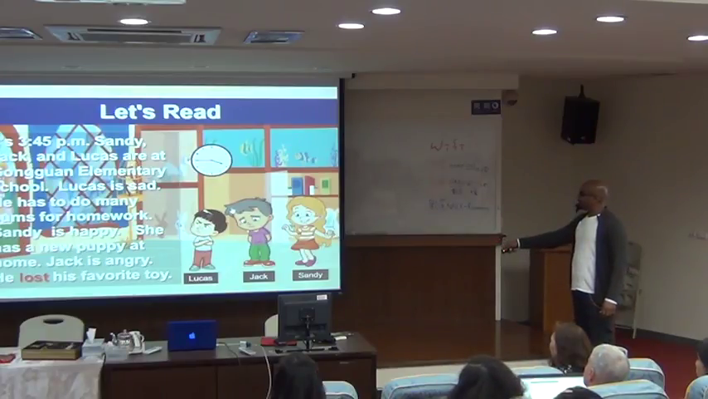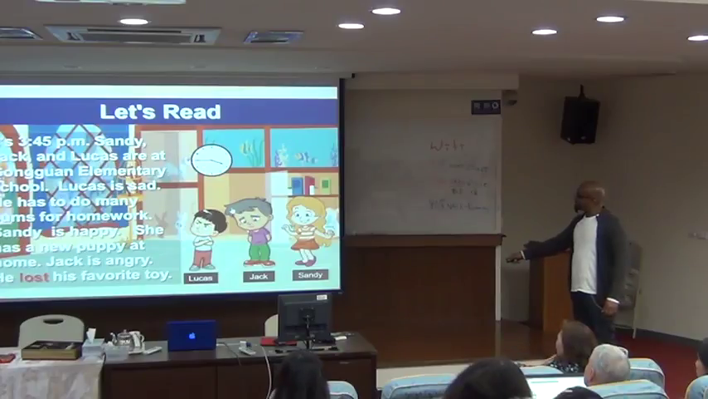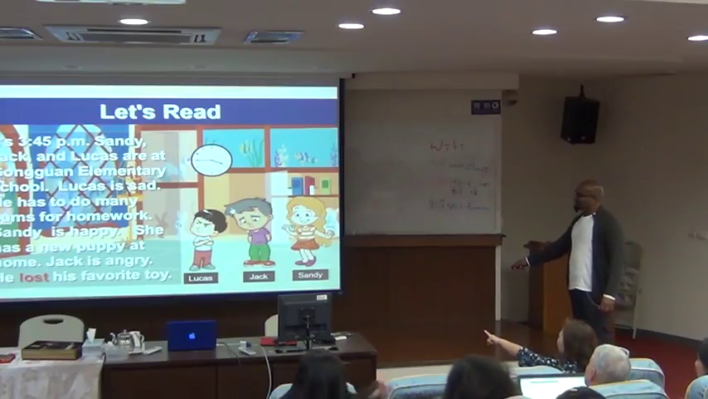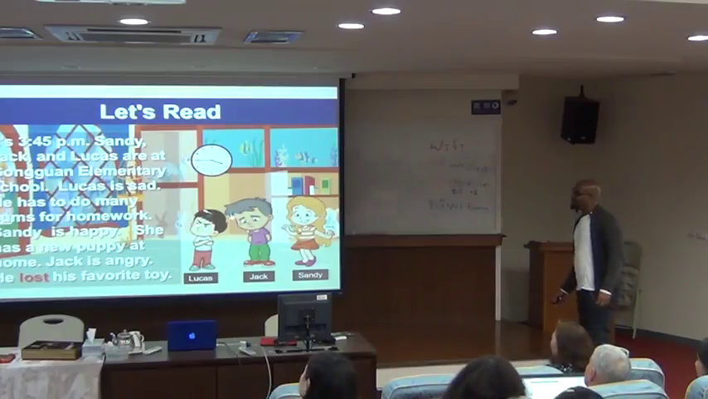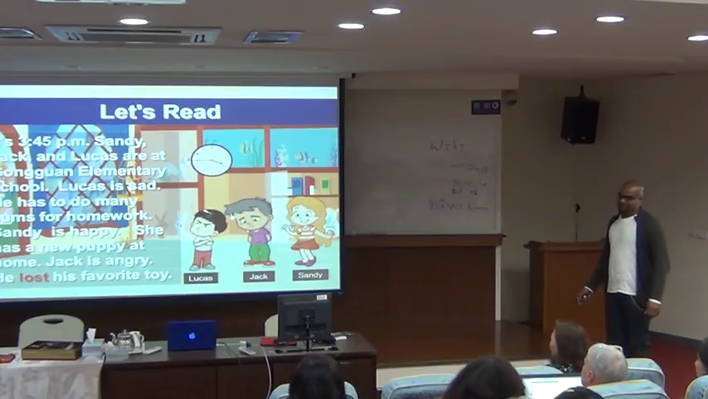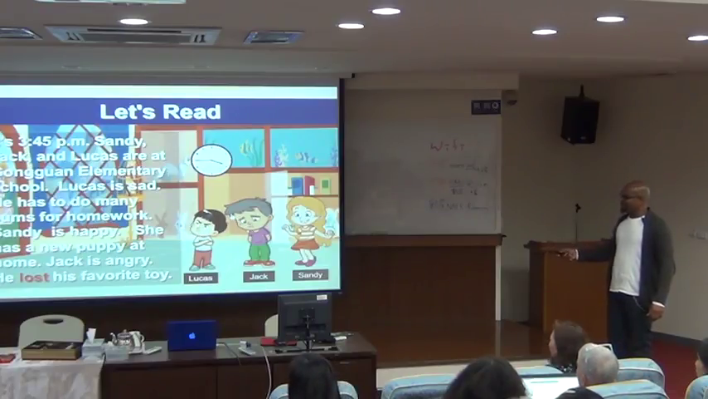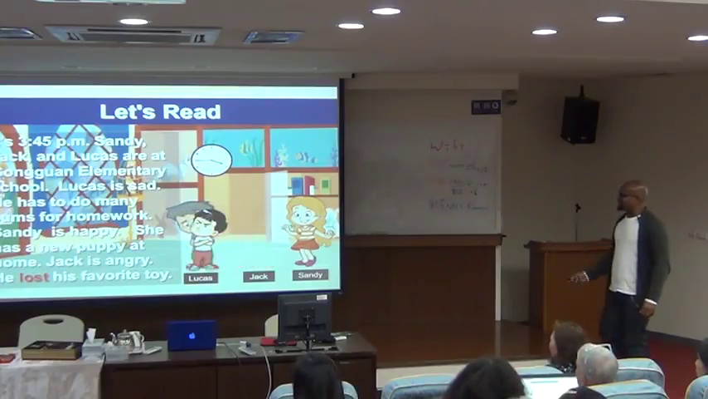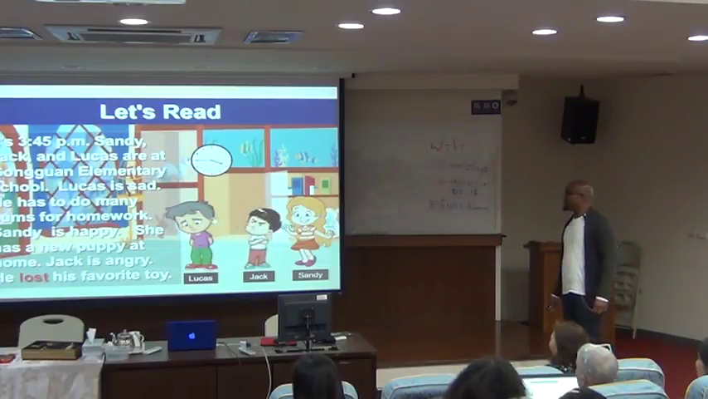Is it he or he? Who's Jack? Jack should be just in the middle. Actually, Lucas is angry. Right? Right. Lucas is angry. So who is this? Jack. And who is this? Lucas. So let's shift them. Come on, Lucas. All right. Anything else wrong?